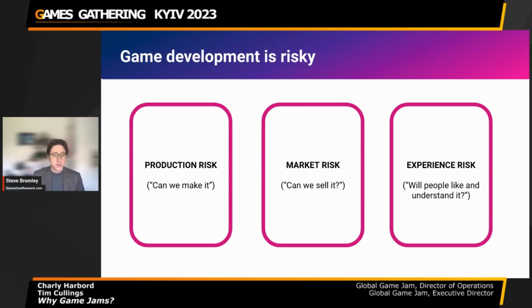The first is production risk. Can the team actually make this game? And producers put a lot of effort into mitigating that through iterative development practices, prototyping, defining their hypotheses about what they think will work, or creating a shared vision across the team about what the game is and what we're making so that they're effective at making it.